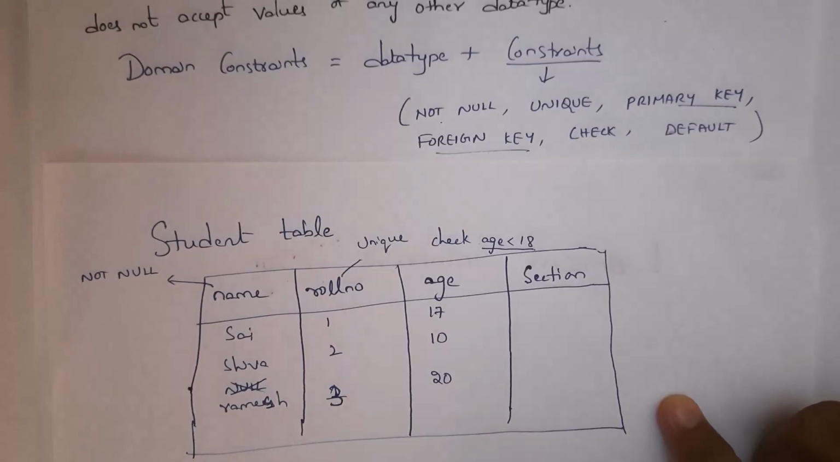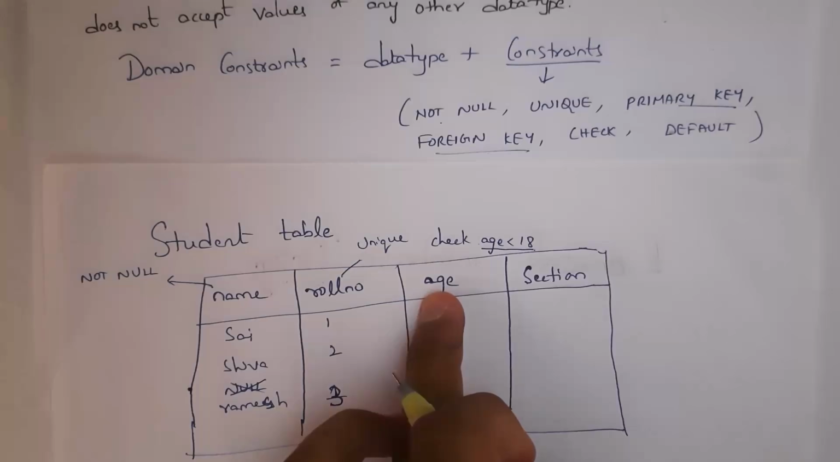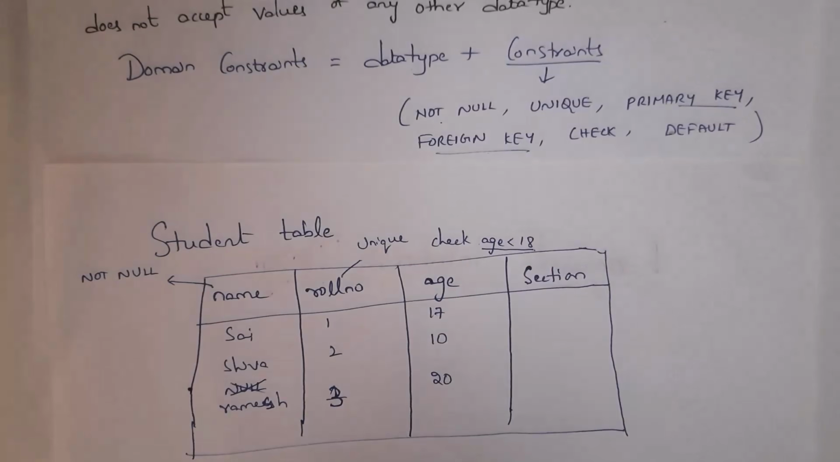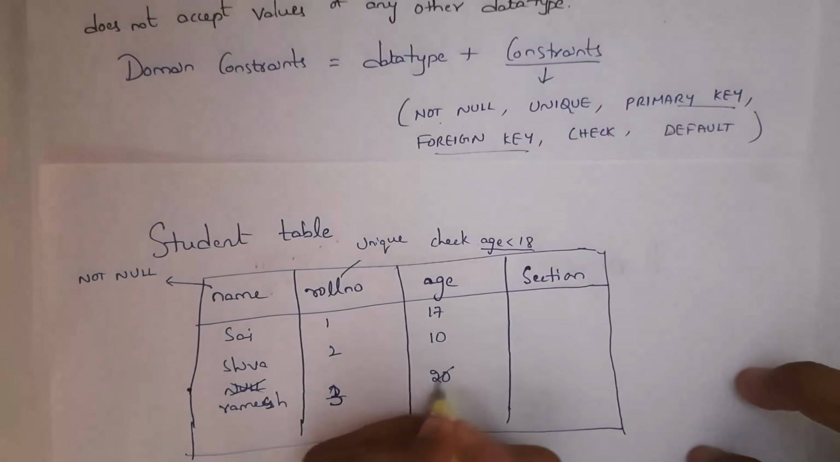But for Ramesh I given age 20, it is not accepted because for this age column I given check condition, that is age must be less than 18. So if you give age 18 or greater than 18, it is not accepted. You need to give only age less than 18. So it is not accepted.